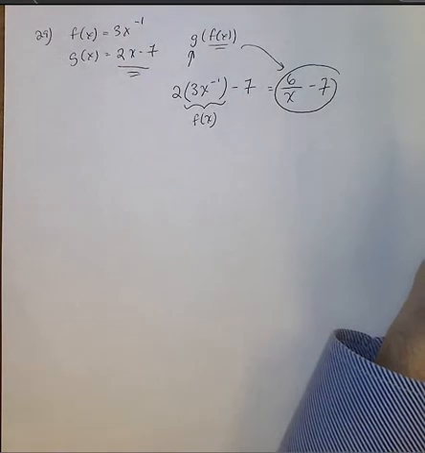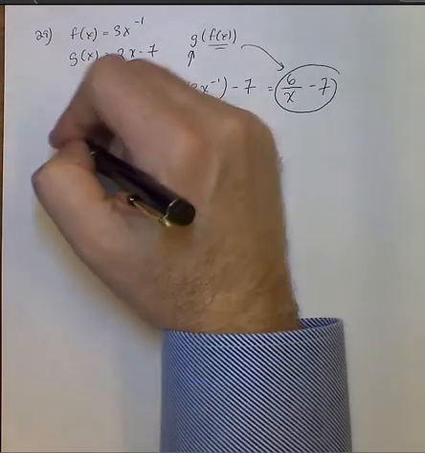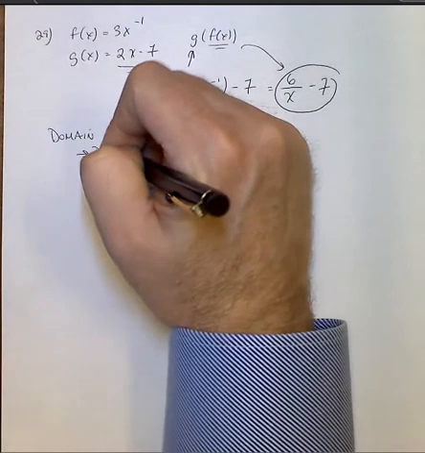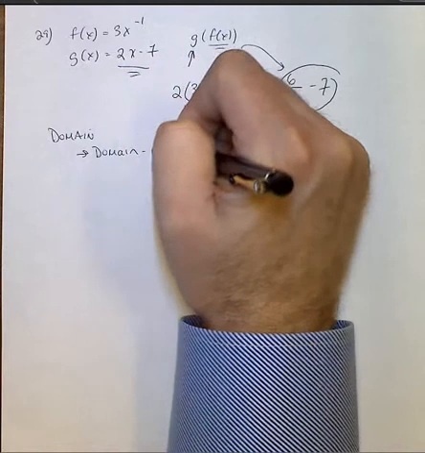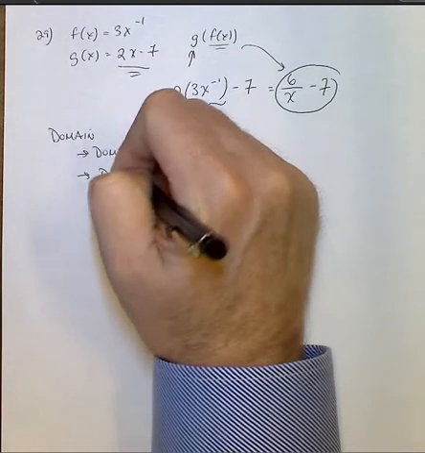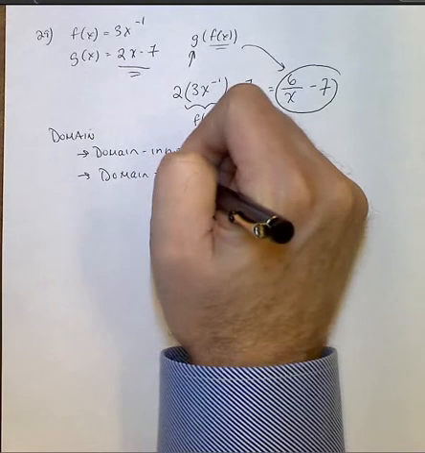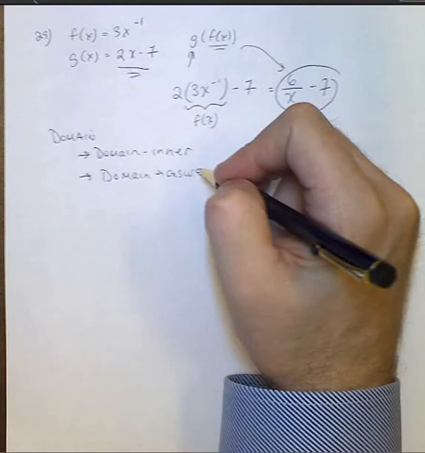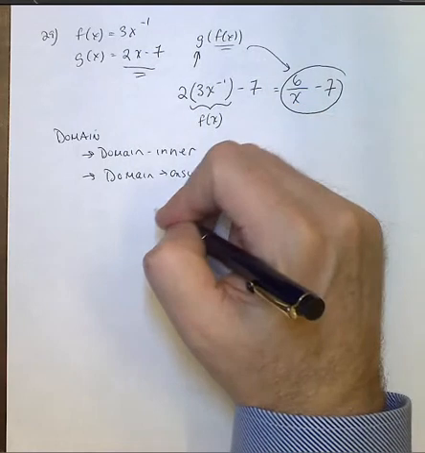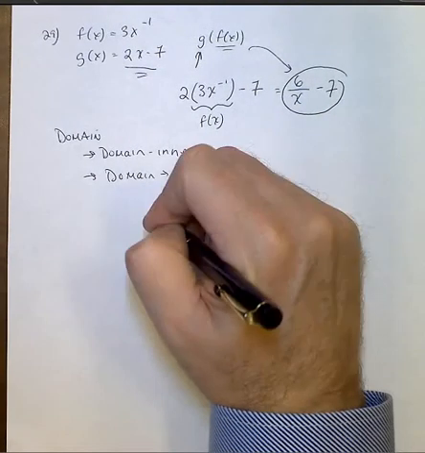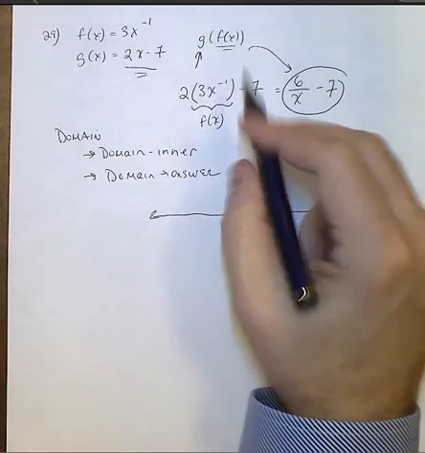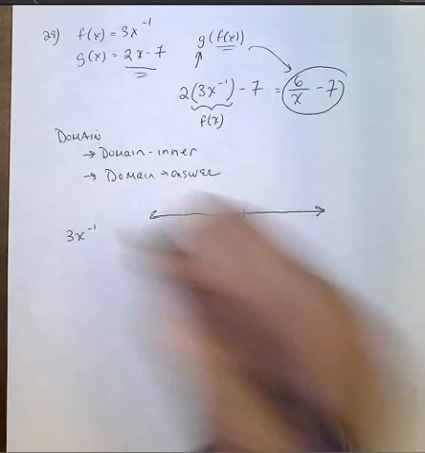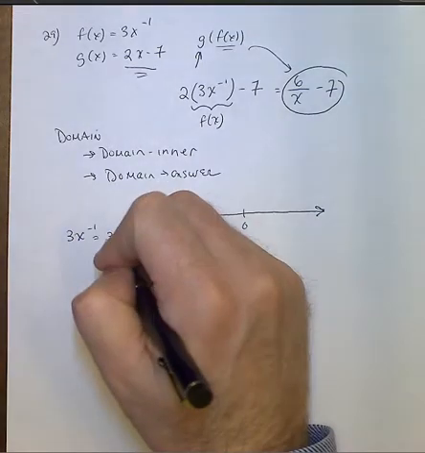Now for purposes of the domain, when we do composites, to find the domain, we look at the domain of the inner function, we look at the domain of the answer, and we look for the domain overlap. So what I suggest you do is make a little number line. The inner function is f of x. f of x is 3x to the minus 1, which is the same thing as 3 over x.